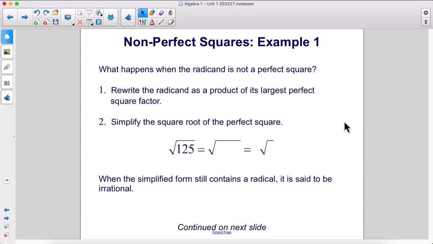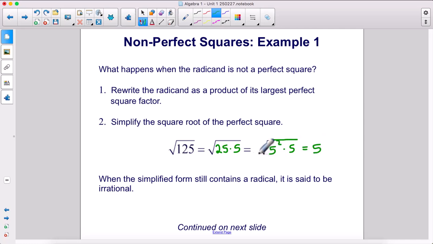So once again, we're going to rewrite the radicand as a product of its largest perfect square factor, then simplify the square root of the perfect square. Okay, so 125 is 25 times 5, correct? Did we all agree on that? Okay, 25 is 5 squared. And then we still have the times 5. And this is all under the radical. The square root of 5 squared is 5. So that moves out front, and what's left is this square root of 5.